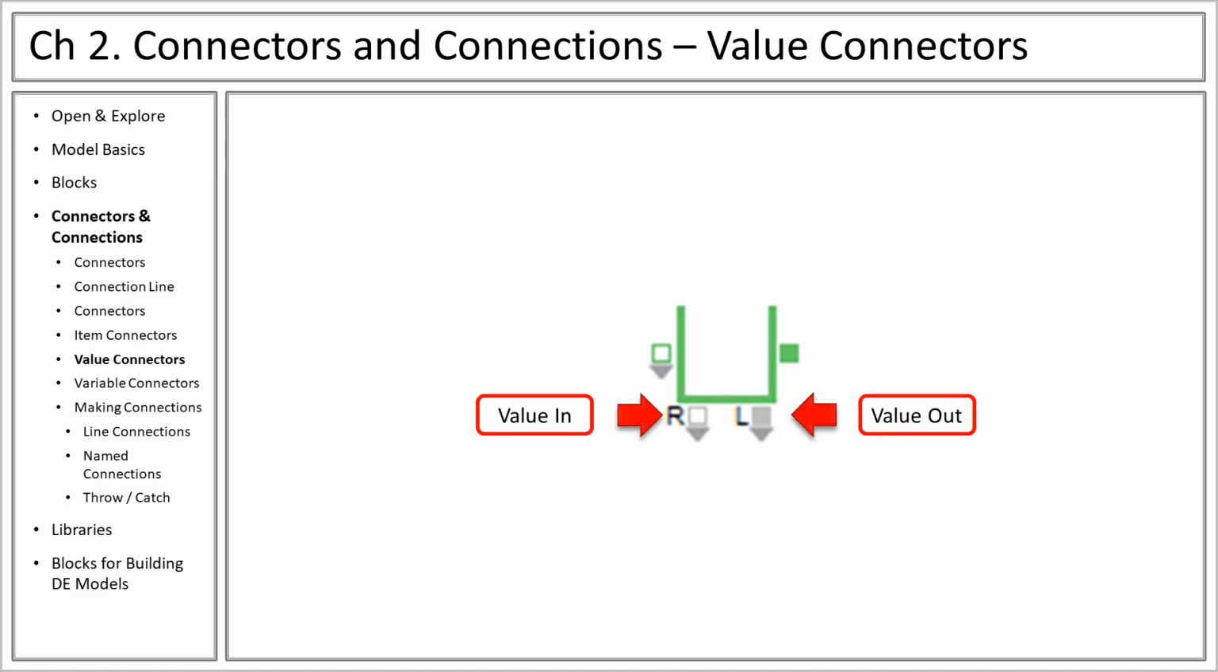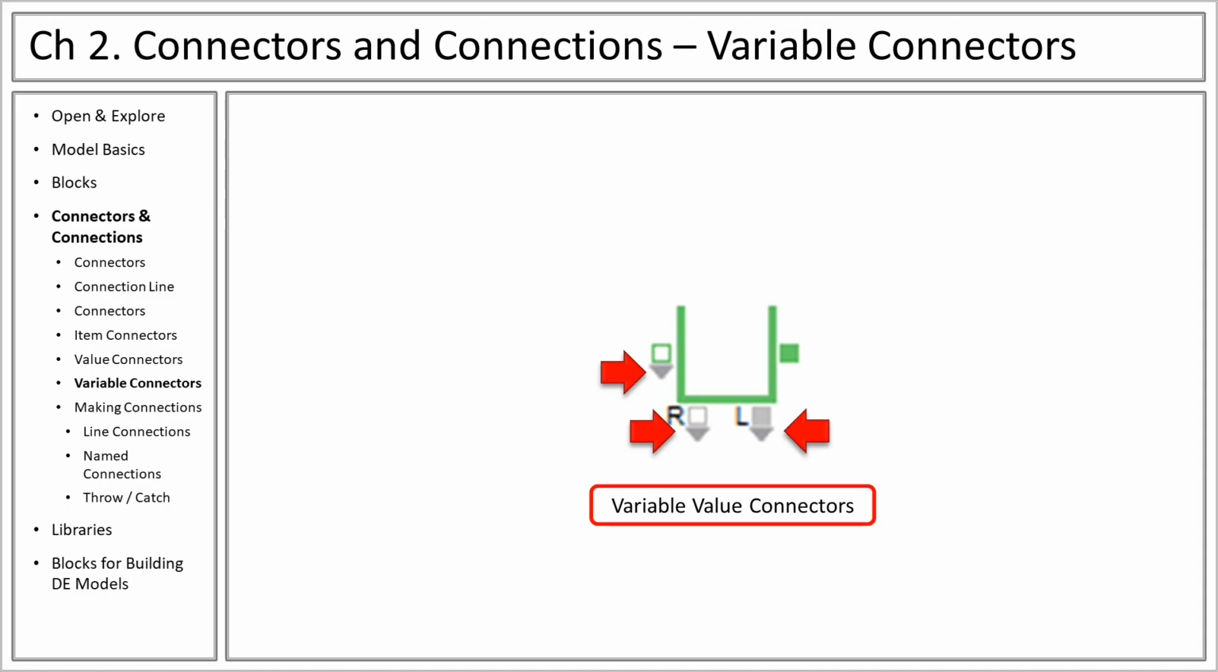The value connectors are represented by gray squares and are used for getting and reporting values. The input value connectors are usually on the left and are light gray in color. They are used to control specific block behavior. The output value connectors are usually on the right and are solid gray in color. They are used for providing specific results. Both the value in and value out connectors highlighted here are variable value connectors. The item in connector is also a variable connector. Variable connectors are usually designated by a dark arrow.